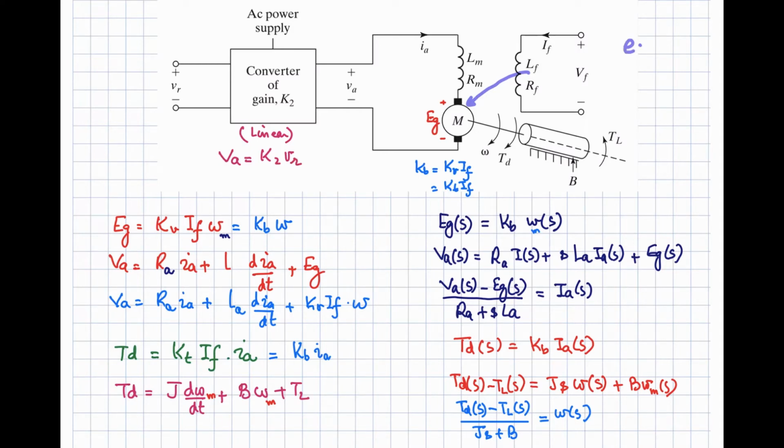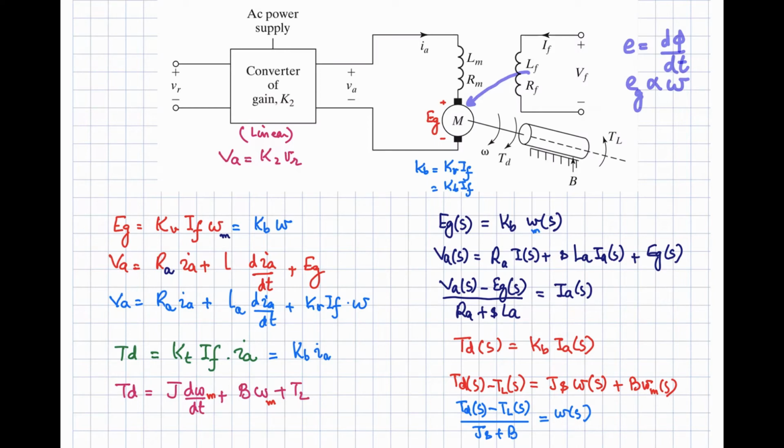So induced EMF is d phi by dt, and this rate of change of flux is important, and that depends upon the speed. If your speed is increasing, it means you have more rate of change of flux through the armature and more induced EMF will be there. So E is directly proportional to the speed.